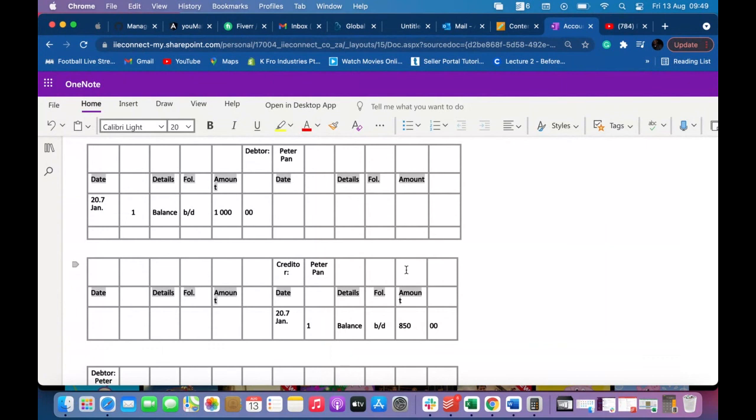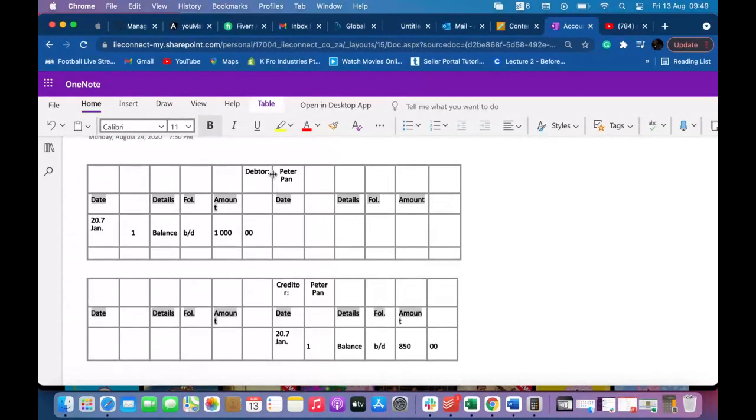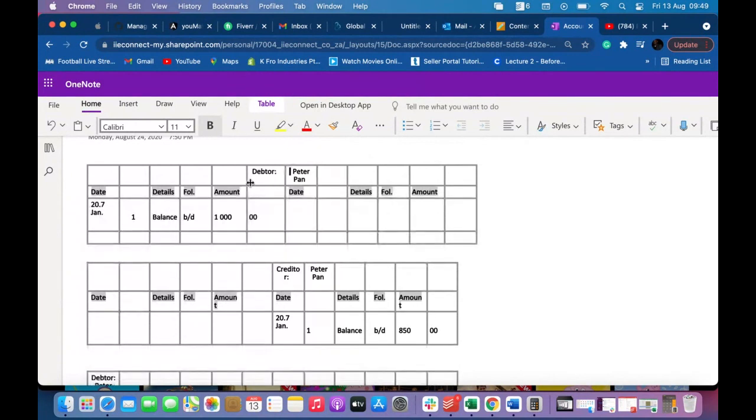It goes on to say, in this scenario, it is permissible to set off your debtor's account against the amount that you owe the business in your creditor's ledger, or vice versa. So here we're just saying, I owe you, you owe me, instead of us paying each other, let's just cancel what we owe each other, depending on who owes who more or who owes who less. So here we have Peter Pan. Peter Pan is a debtor. Peter Pan owes us, if you see here, the balance is 1,000.